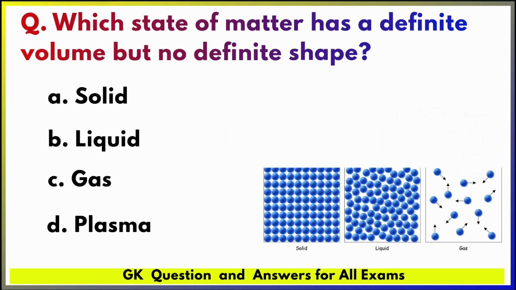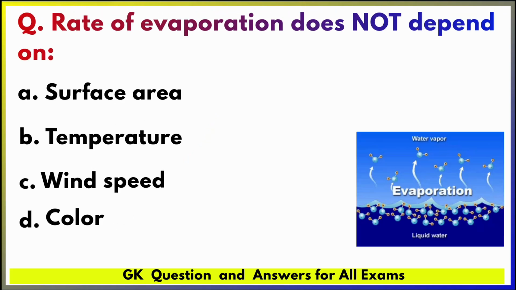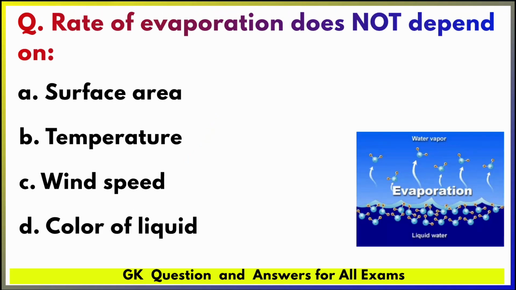Which state of matter has a definite volume but no definite shape? Right answer is liquid. Rate of evaporation does not depend on. Right answer is color of liquid.